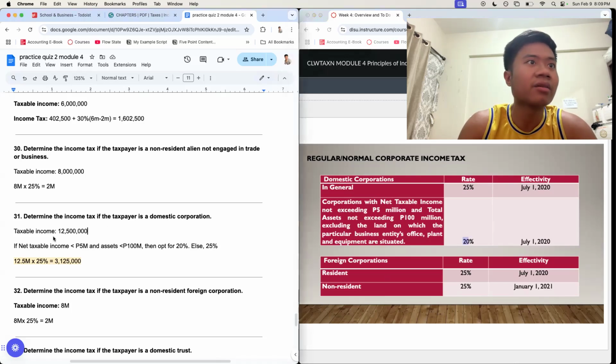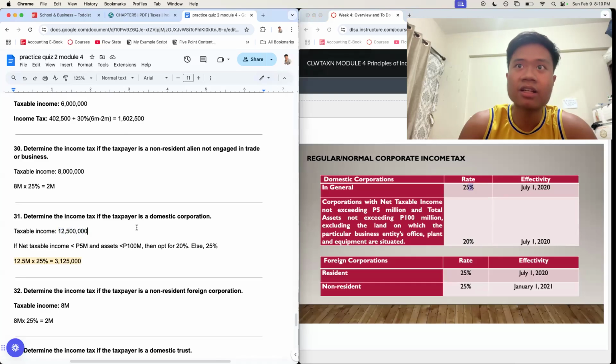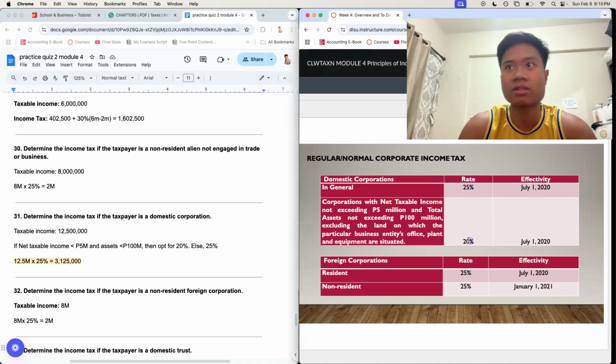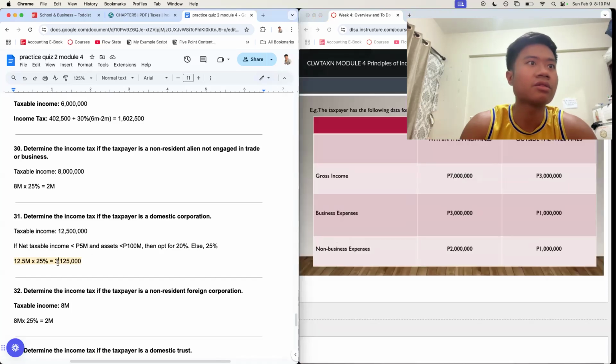How much is the taxable income? 12.5 million. Is it more or less than 5 million? It's more than 5 million. So it requires us to not exceed 5 million, which means that we fail this prerequisite, which means that we have to default to this one. If let's say the taxable income was 3 million or 4 million, we might be able to use this 20% tax rate, but since it's not, we have to go with this one. So 12.5 million times 25% final tax equal to this amount.